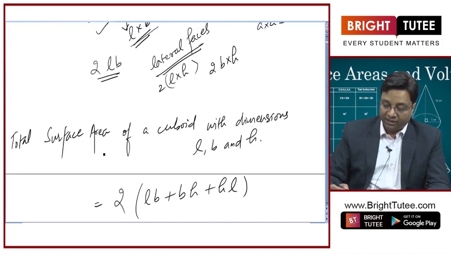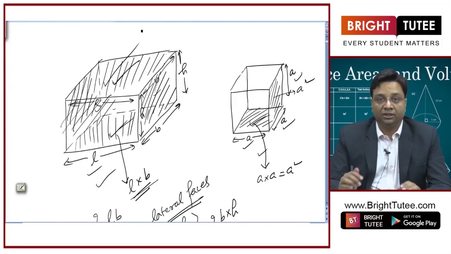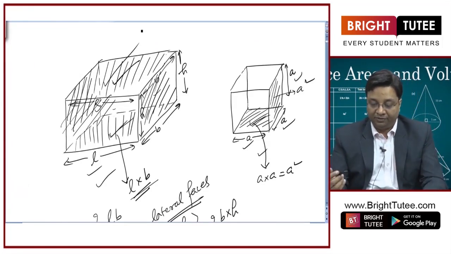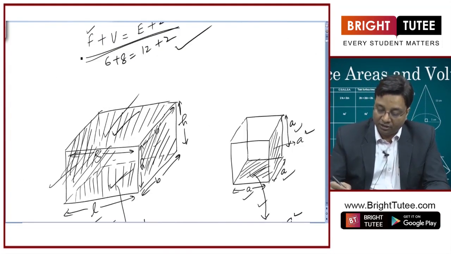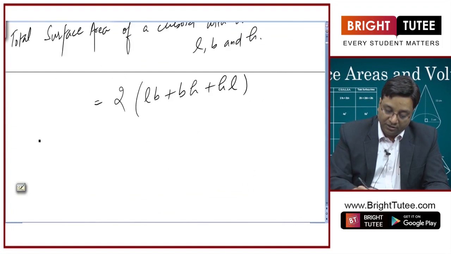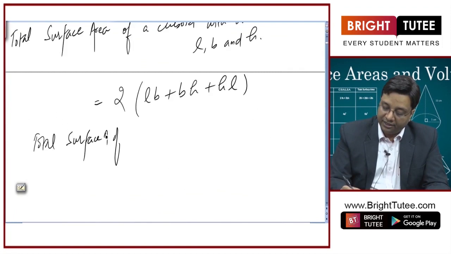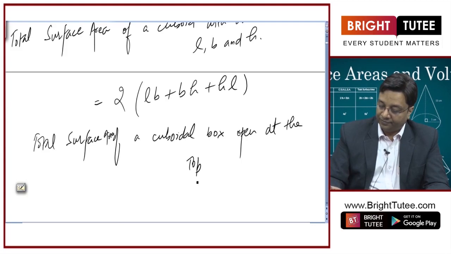Now, let us look at some of the variations. If this box is open at the top, so there is no surface at the top, then we will calculate the area of the rest of the faces. So, we will not consider this L into B then, right. So, the total surface area of a cuboidal box open at the top, and the dimensions are the same, L, B and H, right.